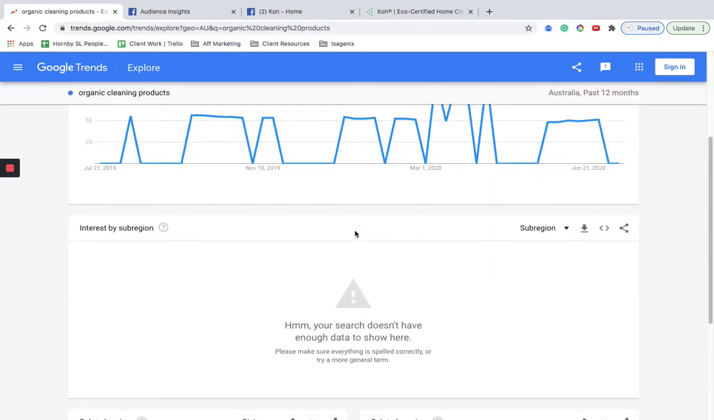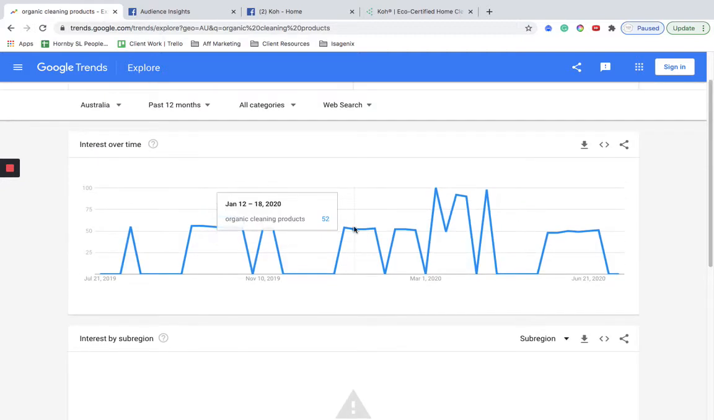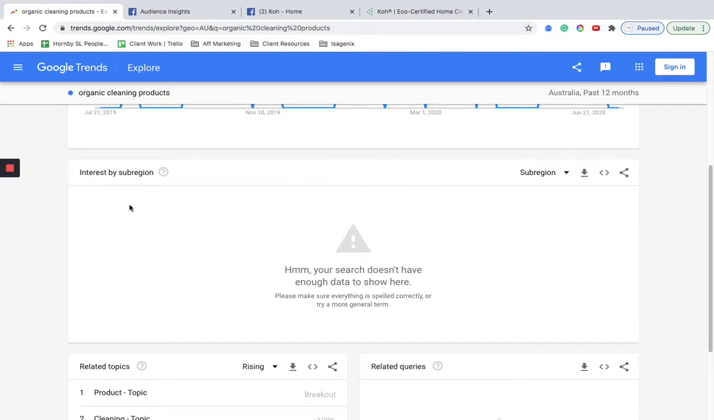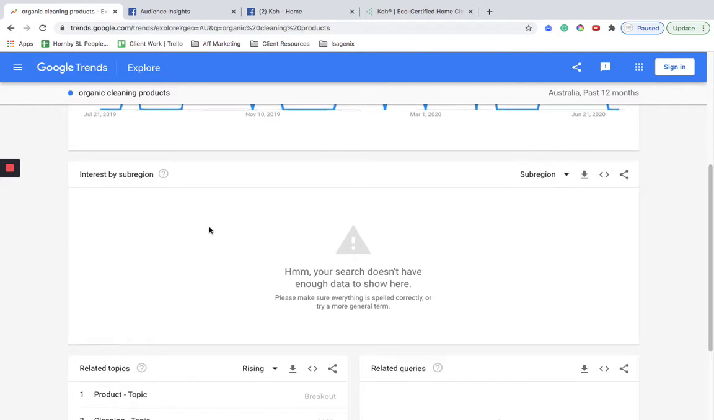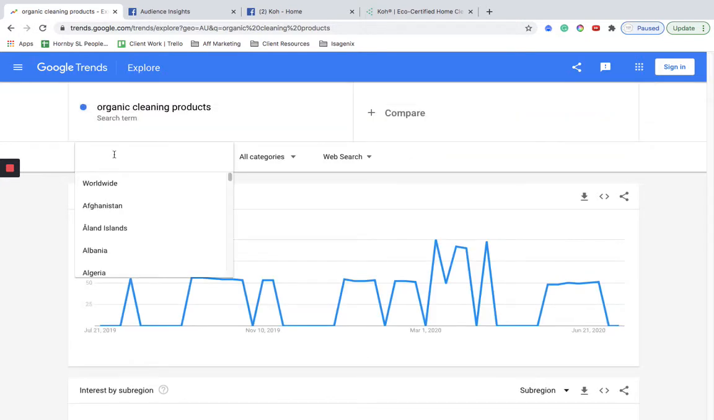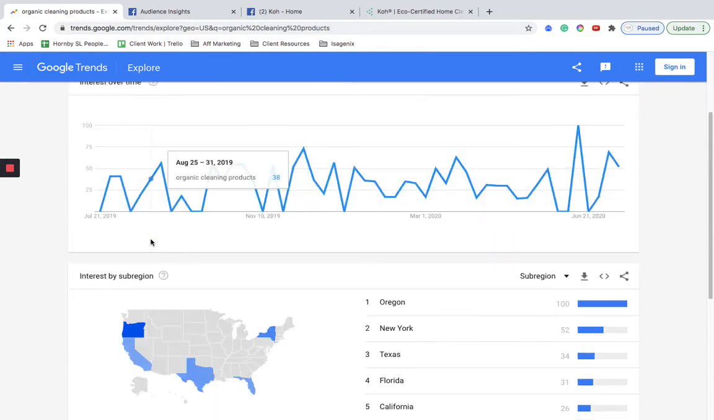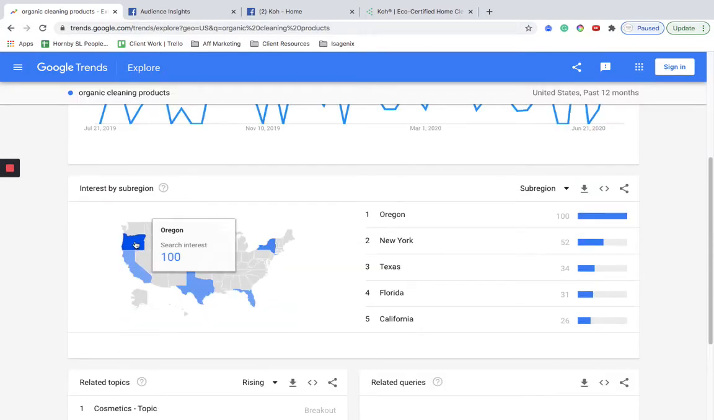So depending on the area that you're looking at, like Australia, in your search term, you can even start searching by sub-region. So depending on the country and the amount of searches there are, this could actually give you state-by-state information. Like if we looked at the United States, quite often they'll break down the searches by the region. So you can see which areas are actually searching for these products. So New York, California, Oregon.